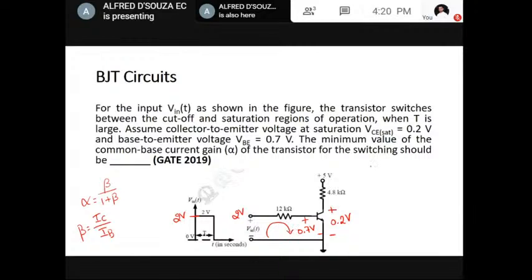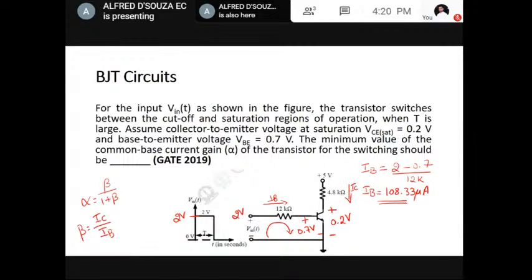So what we get is IB, I'll directly write it. This is the base current IB. The voltage across this resistor is 2 minus 0.7. Resistance is 12 kilo ohm. So you can find out the value of IB. IB value is 108.33 microampere. Next job is to find IC.